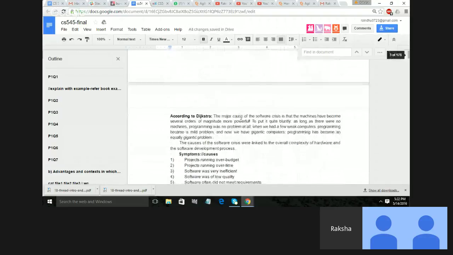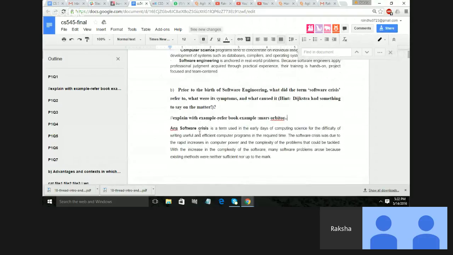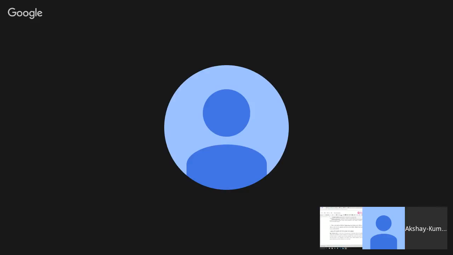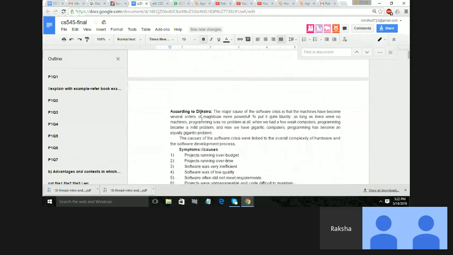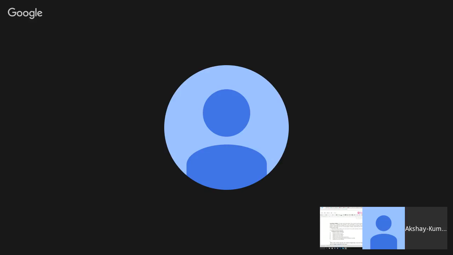So this is from Dijkstra's point of view. It's mentioned in the question to explain, but Dijkstra had something about this. So these are the symptoms which I found, but Pratik has said that these are the causes, and I directly copied them from Wikipedia, so I need to rephrase them. Yeah.